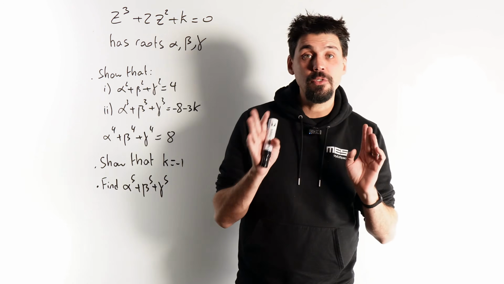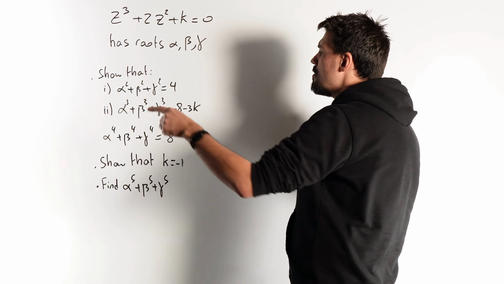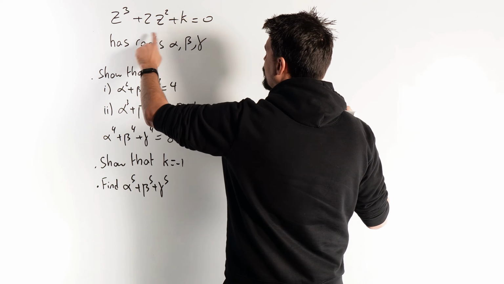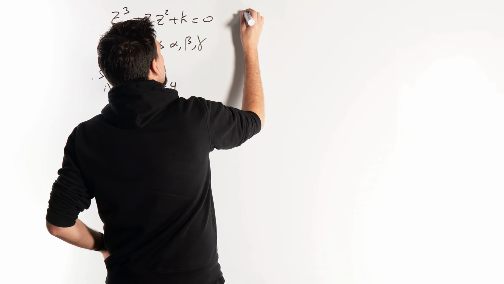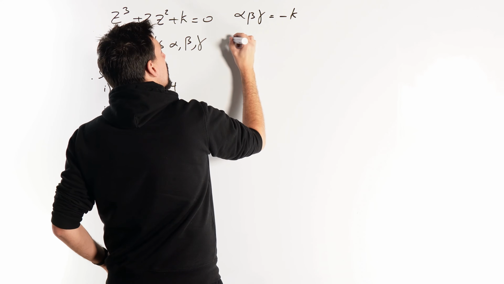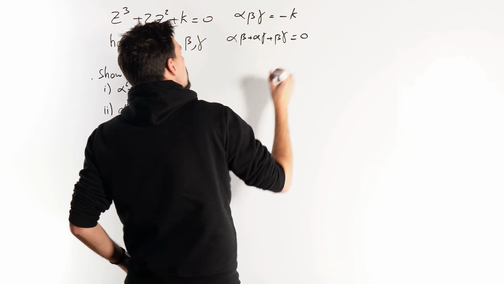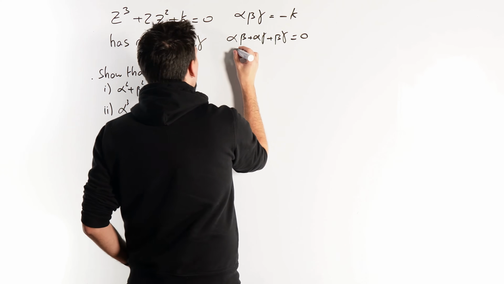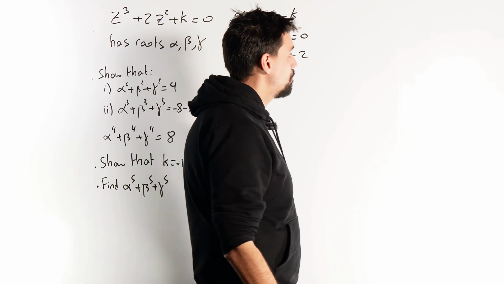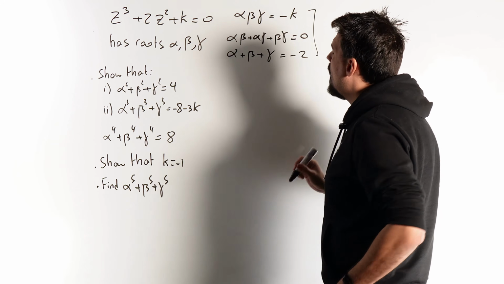There's a couple of cool things we can do here, specifically because it is a cubic. And let's have a look. So number one is fairly standard, but let's get our relationships right. We know that alpha beta gamma is minus k. We know that alpha beta plus alpha gamma plus beta gamma is 0. And we know that alpha plus beta plus gamma is minus 2. Right, so these are our starting 3, and we're going to work from there.